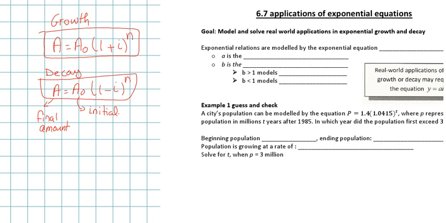Now, i is the interest rate. So let's say 5%, 2%, 2.5%. But I don't put it in as a percentage. I have to change it to a decimal first, so I have to divide it by 100 and put it in. n is the amount of years. So how many years are you putting that money in? So these are your growth and decay formulas. And we have 2 other formulas. We're going to talk more about these other 2 formulas at the bottom of this page.